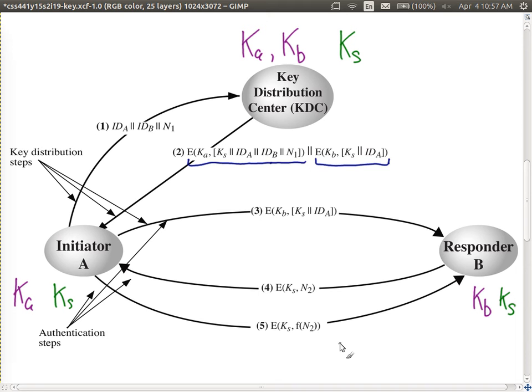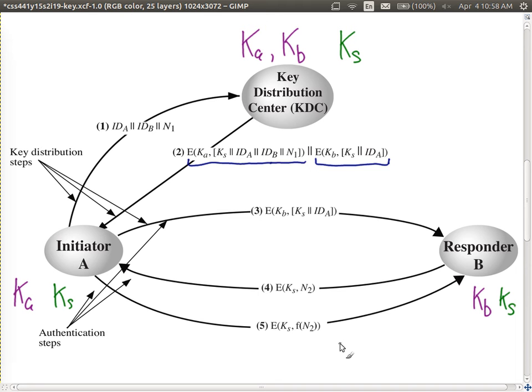When B receives message 5, it can decrypt and learns that A must have received my message 4, it's not someone else, because they were able to decrypt message 4 and send me back message 5. If it was an imposter in between A and B, some attacker, they would not have been able to decrypt message 4, because they should not have had KS. And if they couldn't decrypt message 4, they couldn't learn N2. And if they can't learn N2, they can't send back the function of N2. They don't know what it is. They could guess, but our idea of a nonce value is it cannot be guessed by the attacker. The attacker cannot predict what the value will be. So using a random number or a counter there is suggested.